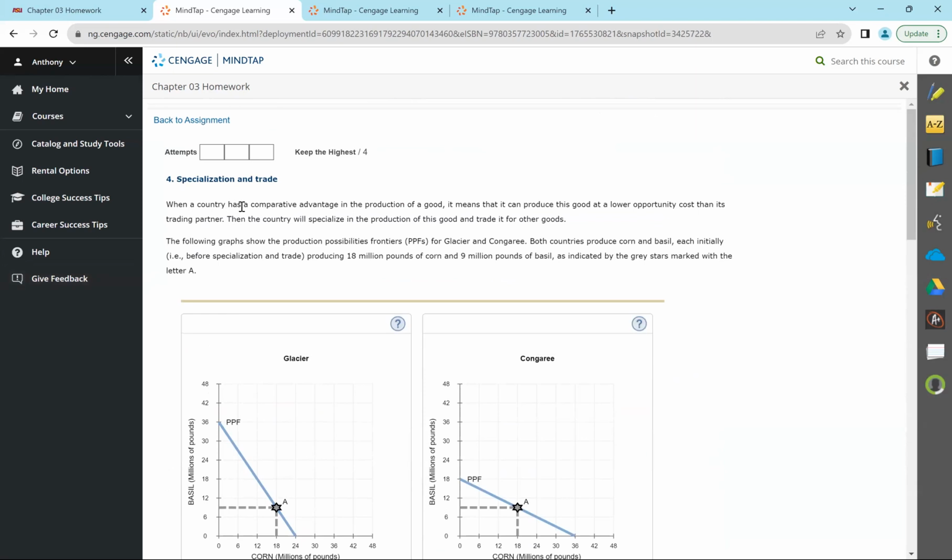All good. So when a country has a comparative advantage in the production of a good, it means it can produce this good at a lower opportunity cost than its trading partner. The country will specialize in production of the good. We already talked about that. We talked about the idea that if you're giving up more, you want to make the one that you're not giving up, like we did in the previous one.